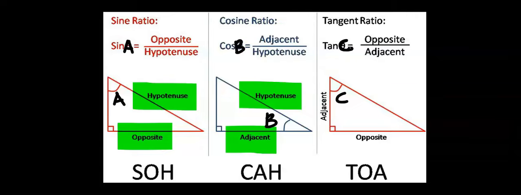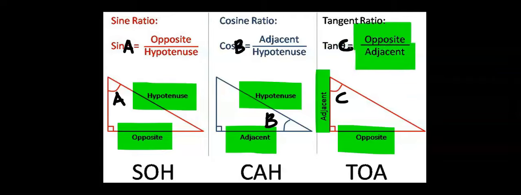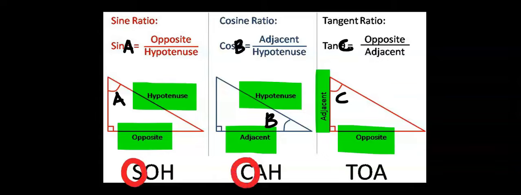If we don't know the length of the hypotenuse, but we know the length of the opposite and the adjacent, then we're going to use the tangent ratio, which is opposite over adjacent. To always remember these ratios, we use Sohcahtoa, where the S is for sine, the C is for cosine, and the T is for tangent.